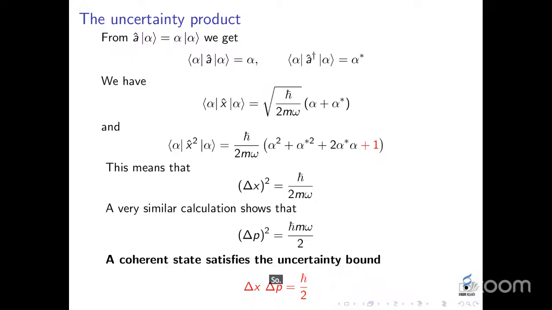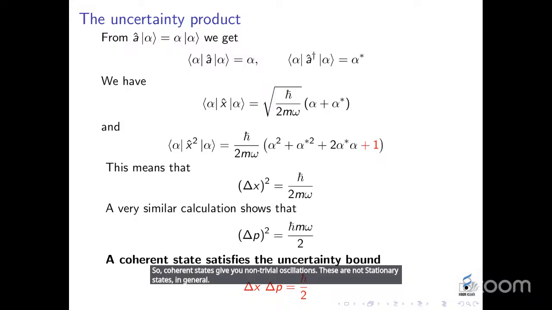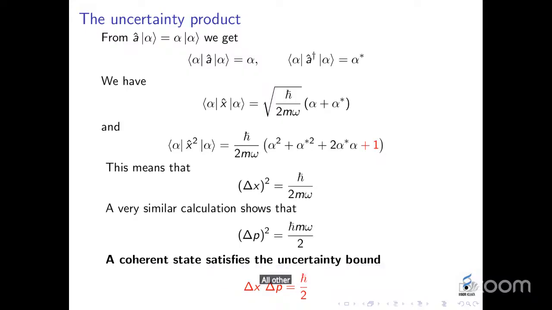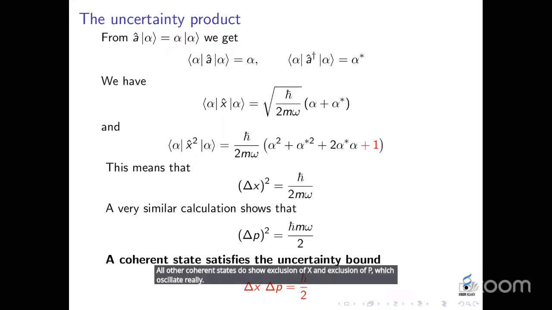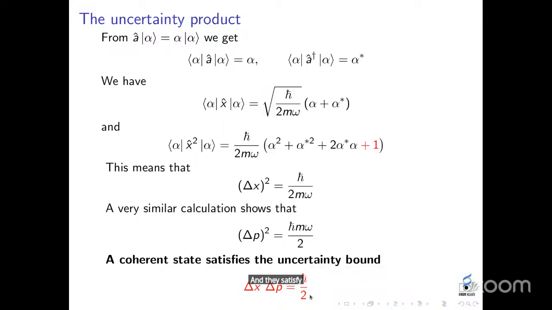So coherent states give you non-trivial oscillations. These are not stationary states in general, if you leave out the ground state, which of course is a very special case. All other coherent states do show expectation values of X and of P which oscillate, and they satisfy this uncertainty bound, H cross by 2.